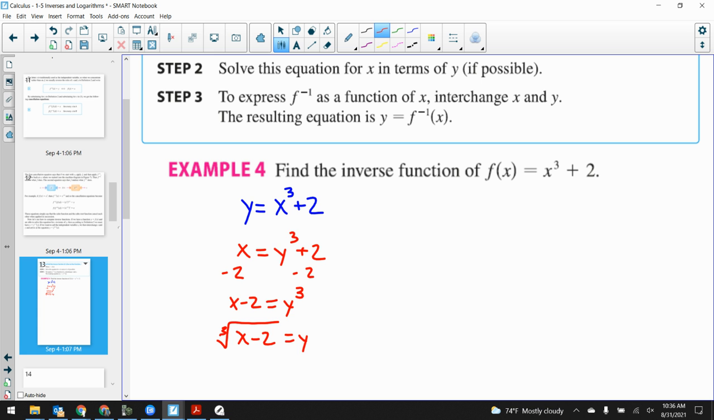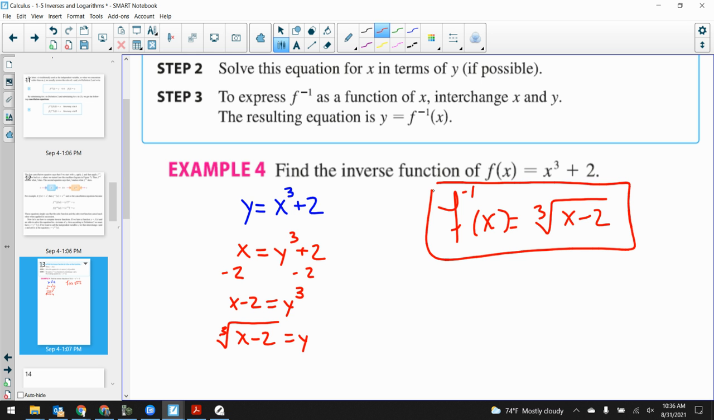So let's put it back into f inverse notation. f inverse of x is cube root of x minus 2. You could have also said x minus 2 quantity to the 1/3 power. That would have been fine as well. So what was the process there? The process was take x and y, flip them, resolve for y.